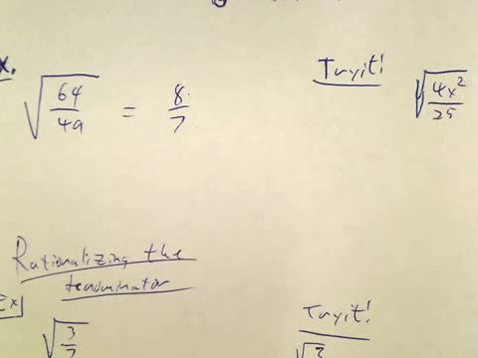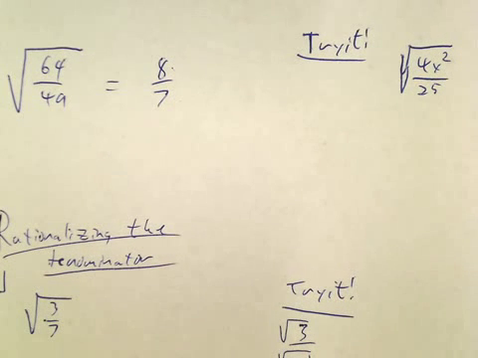I don't know if I can keep it all up there. There you go. So 4x squared over 25 underneath the radical. Go ahead and try that one out.